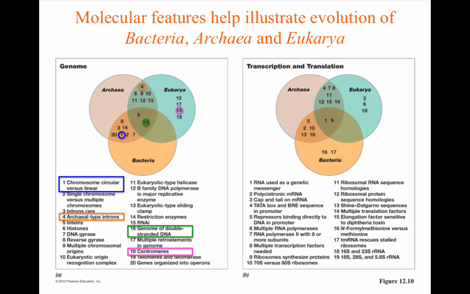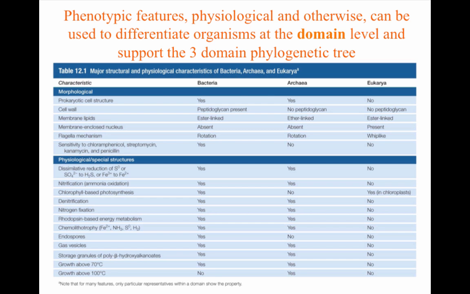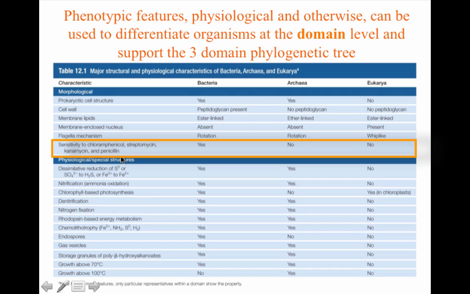Now, for example, if we look now at the general features of the three domains, we can put them in this graph format as shown over here. So, I don't want to go through every single one of them because you can study the table on your own, but I want to point some of them directly to you. So, for example, let's look at the sensitivity to certain antibiotics.